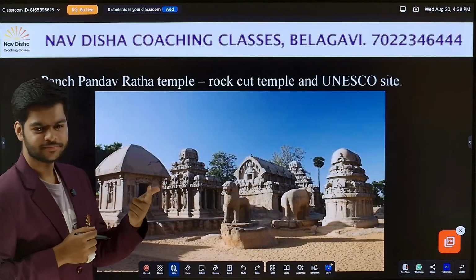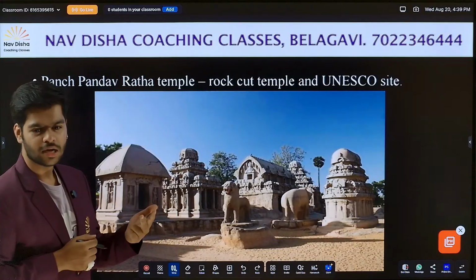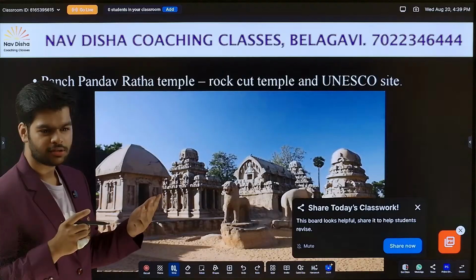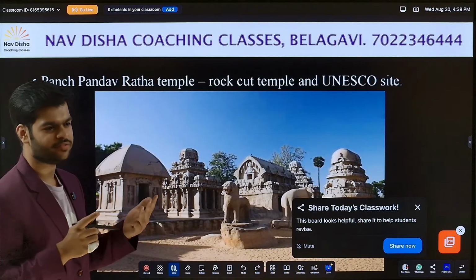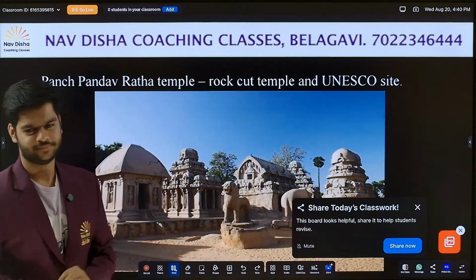Second is Bhima. Second temple is there. Third, Arjun. Fourth, Nakul and Sahadev. They both have one temple. And 5th temple is for Draupadi.